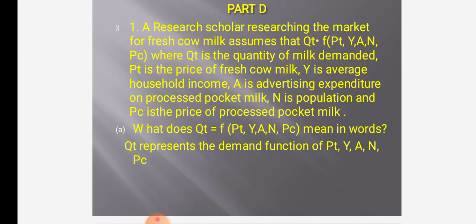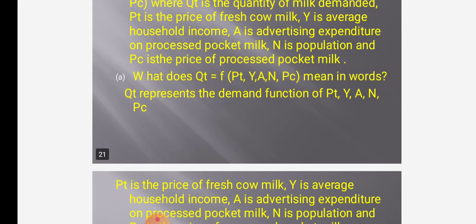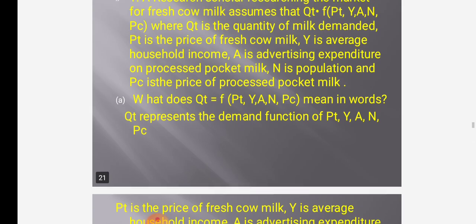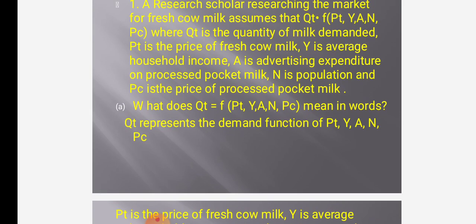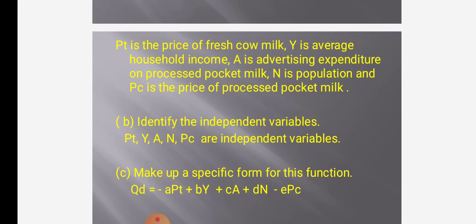Now you need to answer these questions. You have got 3 questions to answer. Here they have given the function QT is equal to F of PT, Y, A, N, PC. What does it mean? You need to write that QT is a demand function. It is a demand function of what? PT is the price of the commodity, Y is income, then advertisement, population, and PC is the price of processed milk. So you need to write it like this: QT represents the demand function of PT, that is the price of fresh cow milk, and average income.